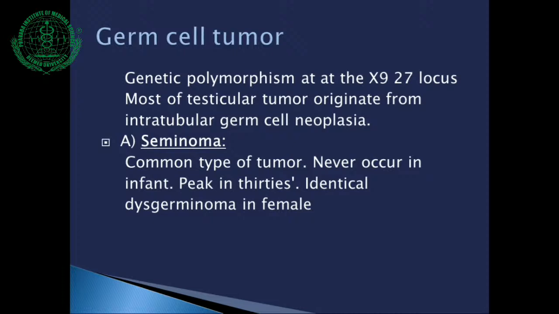First, we will see the classical seminoma. This is a common type of tumor. It never occurs in infancy, and the peak age is in the adult age group, 15 to 45 years, peaking in the 30s. It is identical or synonymous to dysgerminoma in the female.